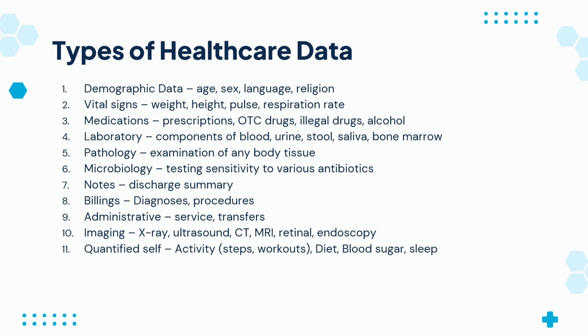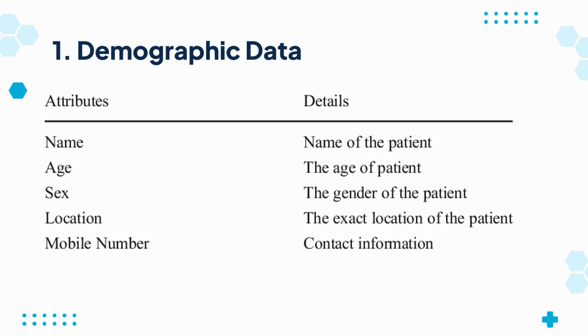First is demographic data. It includes all the non-clinical data related to a patient, like the data that uniquely identifies that patient. For example, his name, age, his sex, address, then the insurance type he is holding, then his native language, his religion, his family structure, etc.